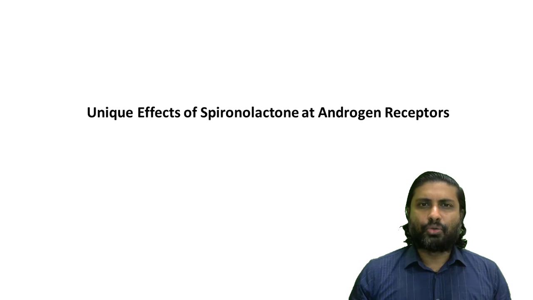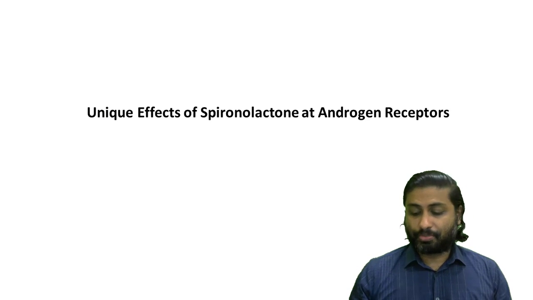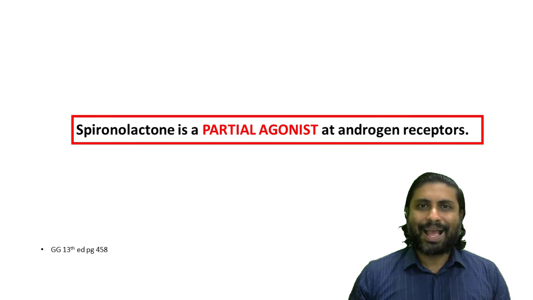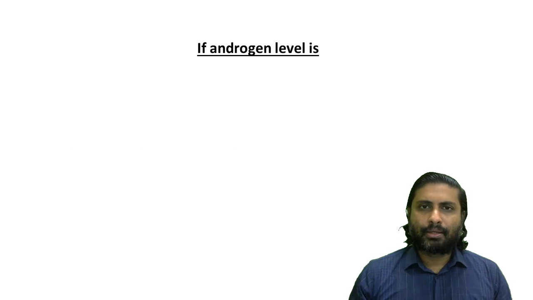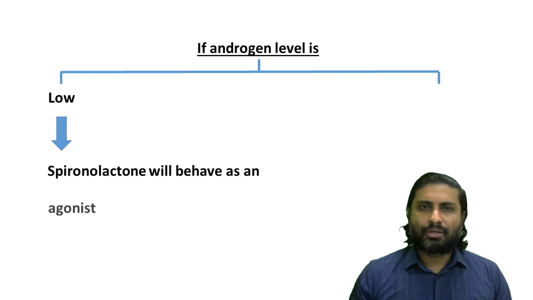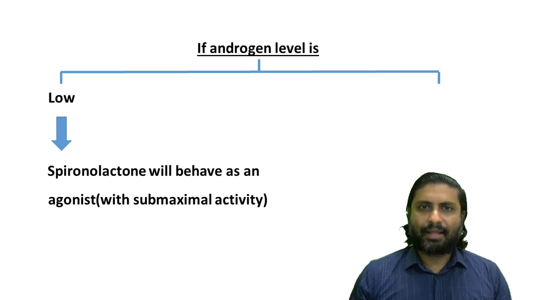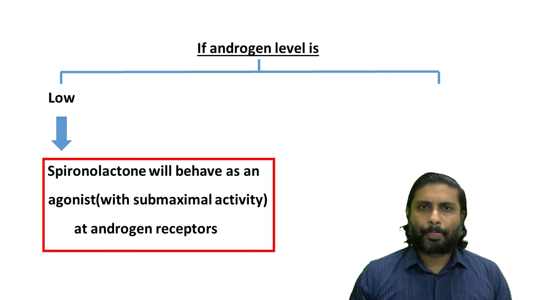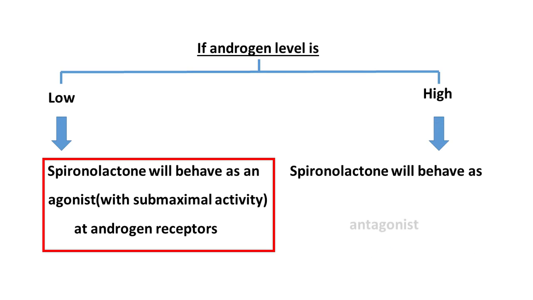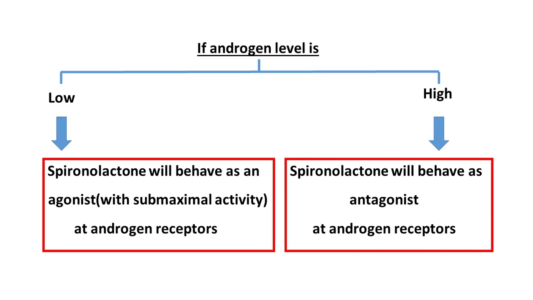So what are the unique effects of spironolactone on the androgen receptors? Well, we need to remember that spironolactone is a partial agonist at the androgen receptor. This would mean that if the androgen levels are low, then spironolactone would act as an agonist with submaximal activity at the androgen receptors. But if the androgen levels are high, then spironolactone would act as an antagonist at the androgen receptors.